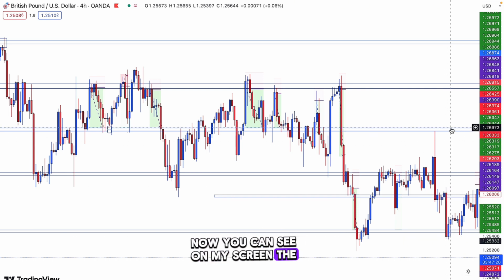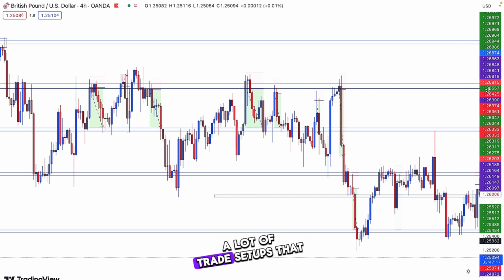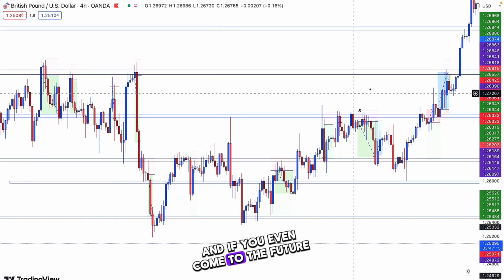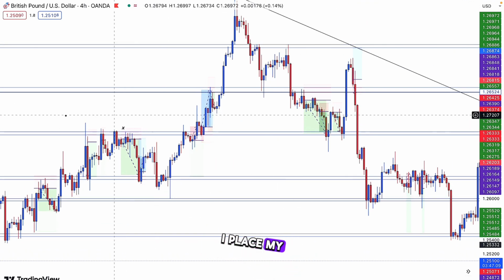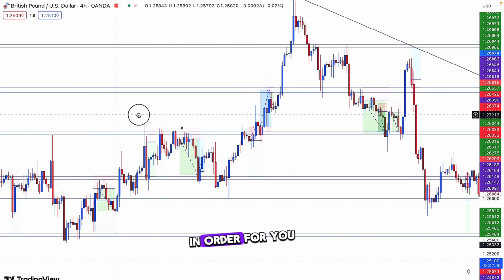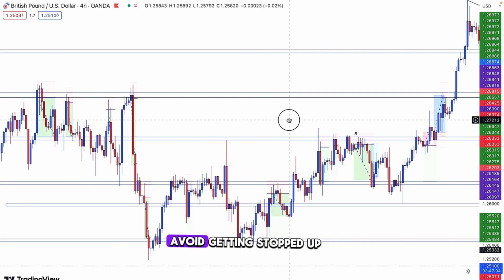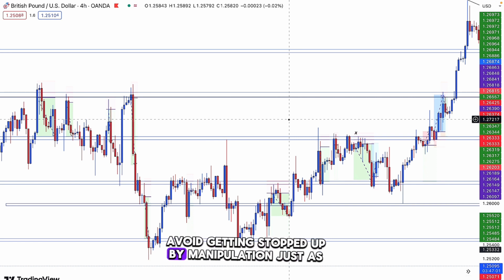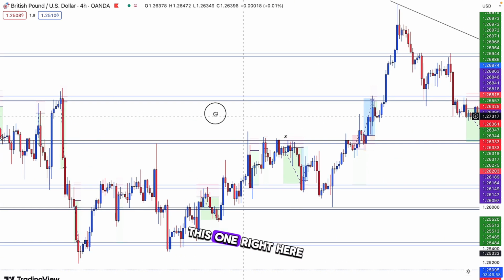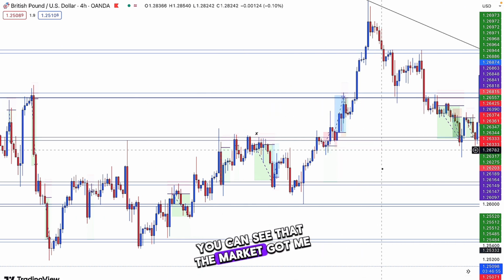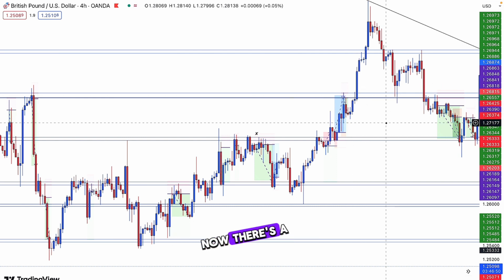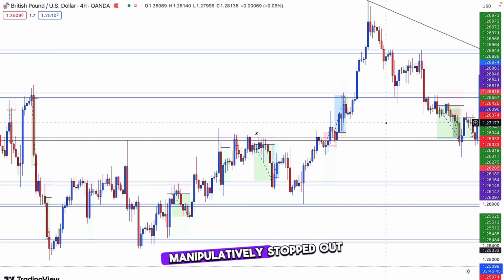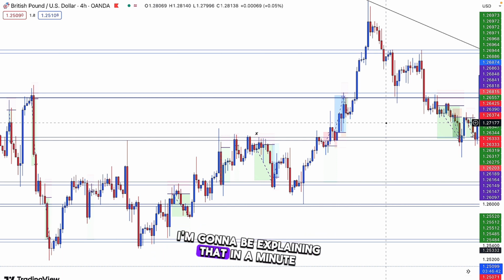You can see on my screen the 4-hour time frame, a lot of trade setups that have been taken, and if you even come to the future, you're going to be seeing them a lot. Now, I want to show you how I place my stop loss rightly in order for you to avoid getting stopped out by manipulation. Just as this one right here, you can see that the market got me stopped out and continuously going up, right? There's a difference from being stopped out and being manipulatively stopped out. I'm going to be explaining that in a minute.